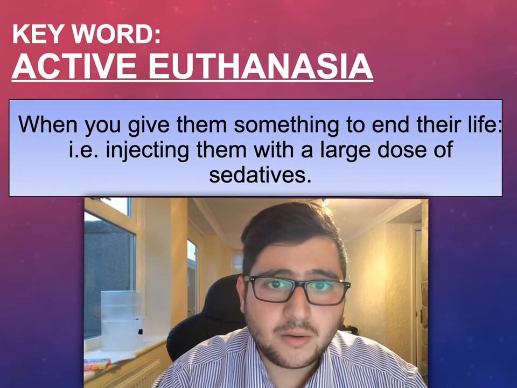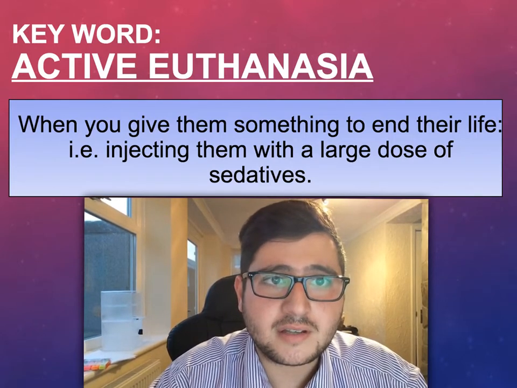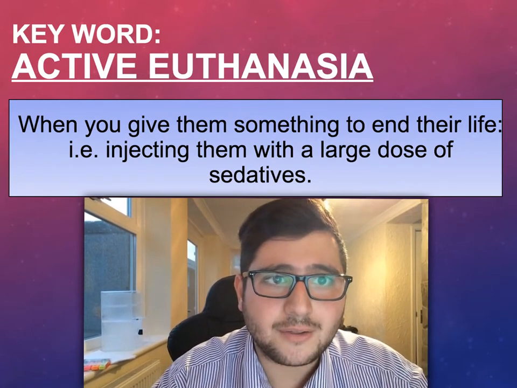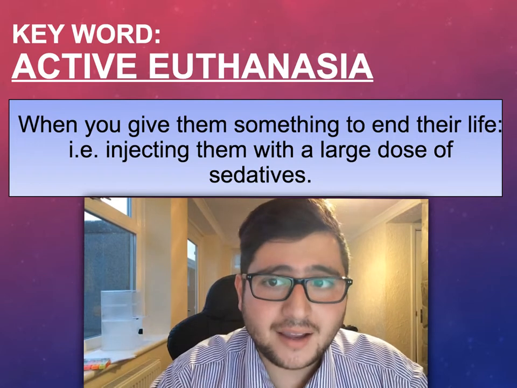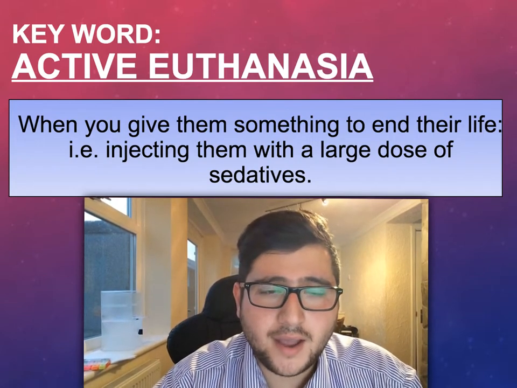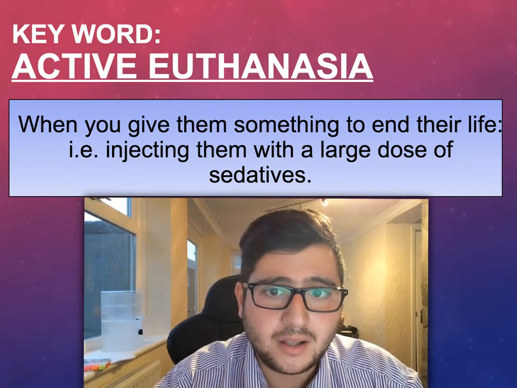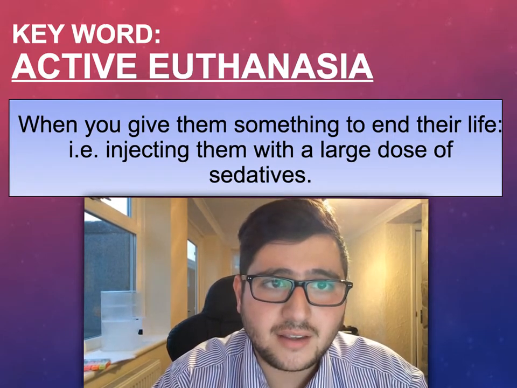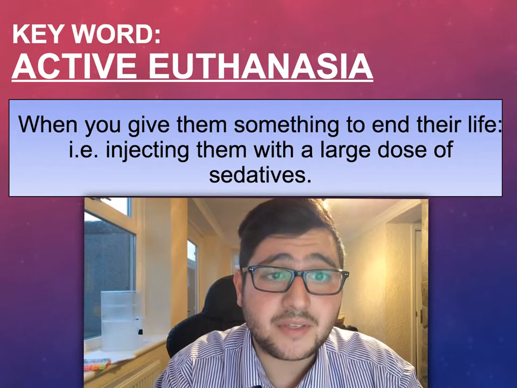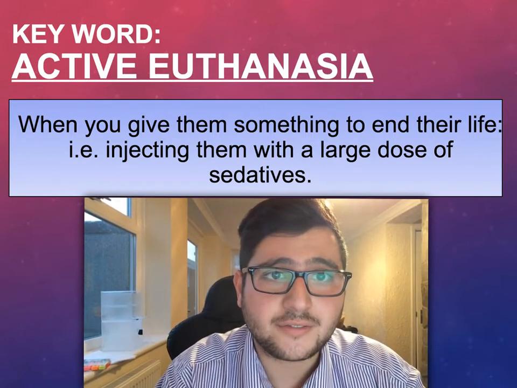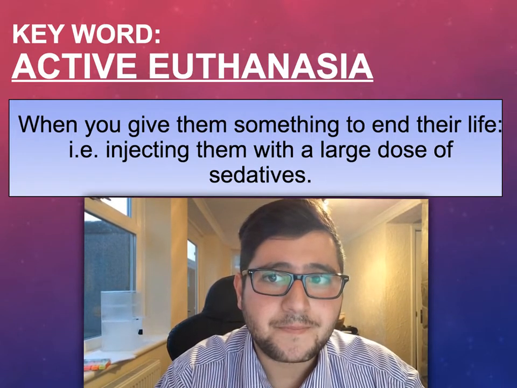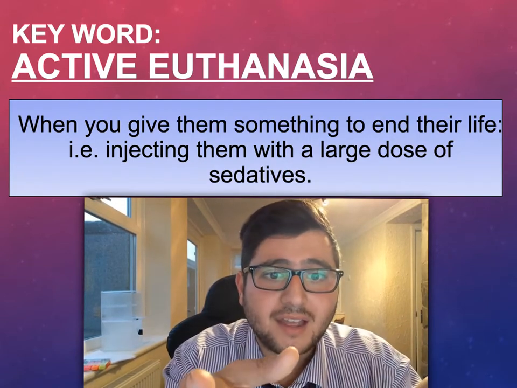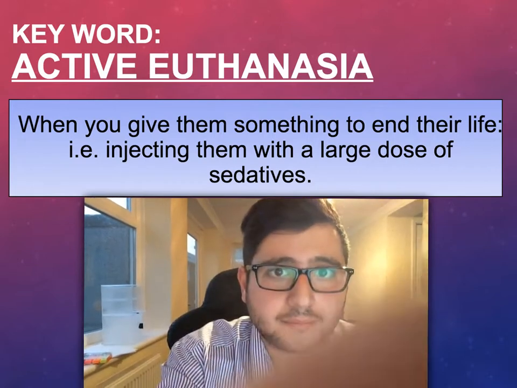Now, we've looked at non-voluntary and voluntary euthanasia, and we've also looked at the difference between euthanasia and assisted suicide. Now, when it comes to euthanasia, in particular voluntary euthanasia, we can break it down into active euthanasia or passive. Now, active euthanasia is where you, the person, will inject the patient. So you might give them a large dose of sedatives or something, or administer something that's going to cause them to end their life. It's the active process of doing it. You are doing something that's going to cause them to die.